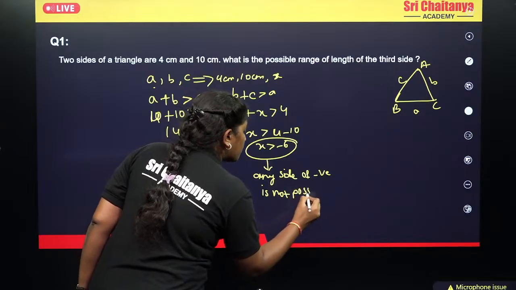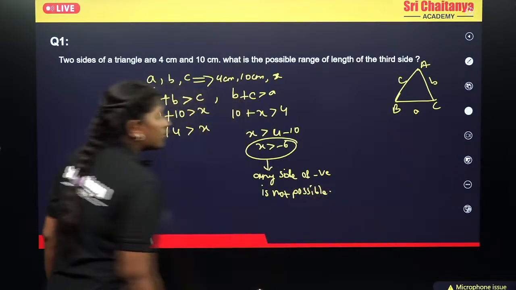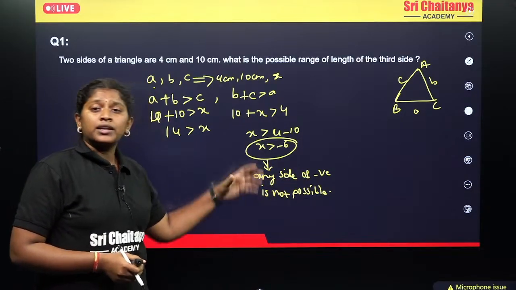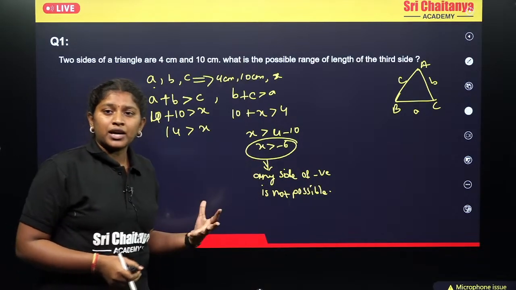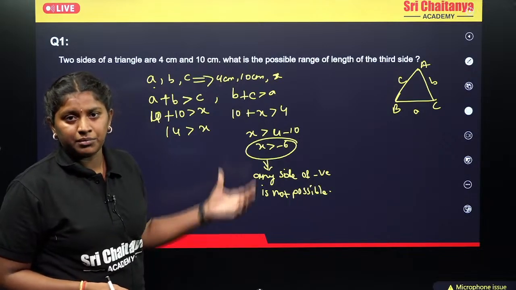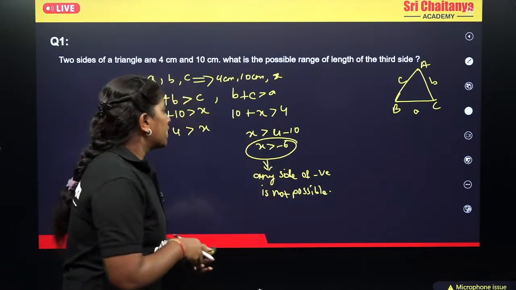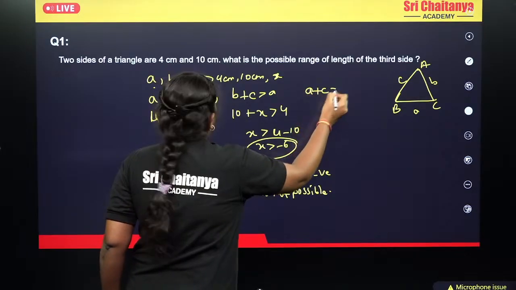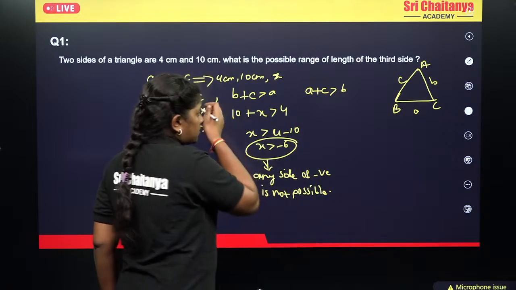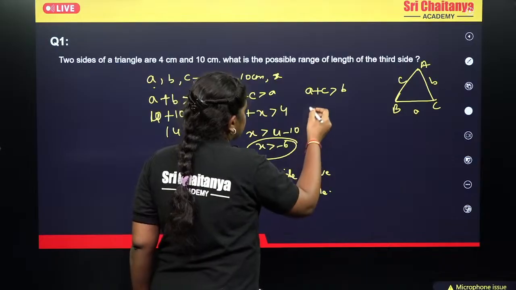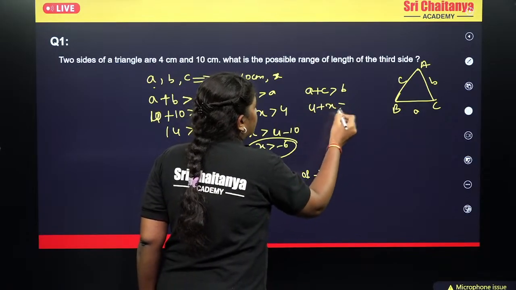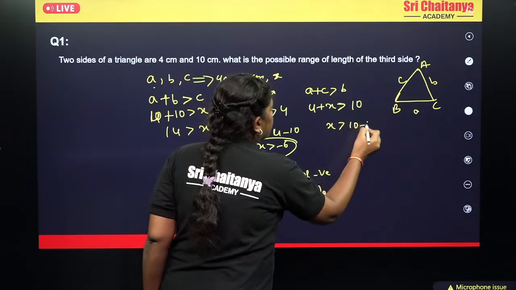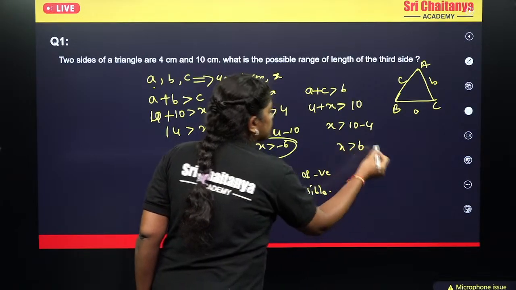Clear? So now coming to here, any side value of our triangle, if we got a negative value, then that value is not possible, because we can't construct a triangle with minus 5 and minus 3 like that. Now coming to the next, if we take a plus c, it should be greater than b. So a plus c, it means 4 plus x should be greater than b value, which is 10. So now x should be greater than 10 minus 4, where x is greater than 6.